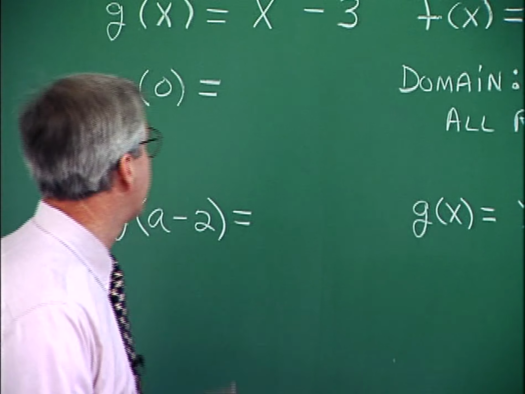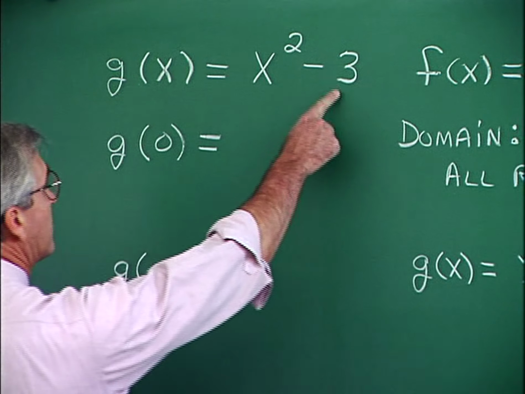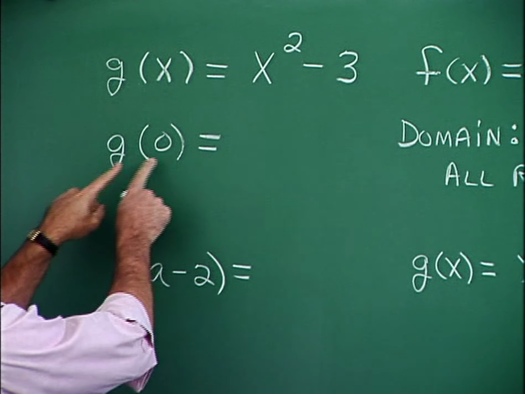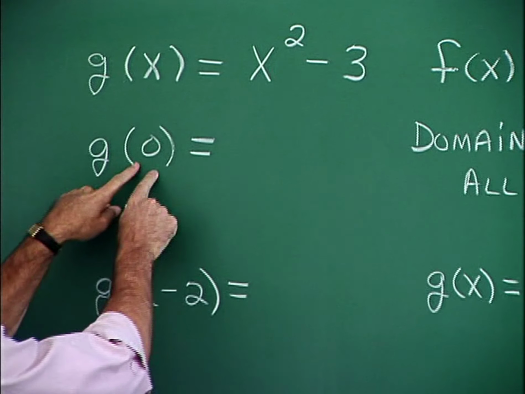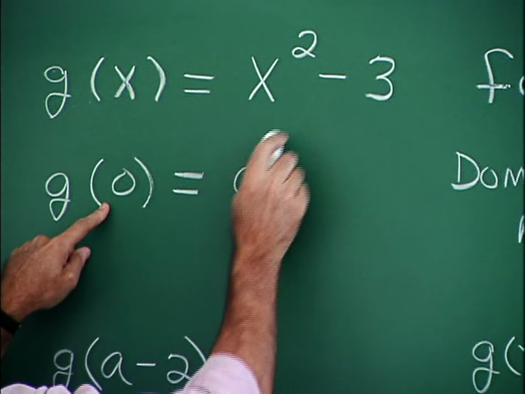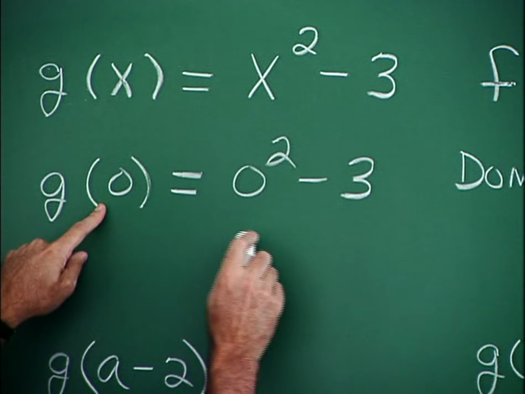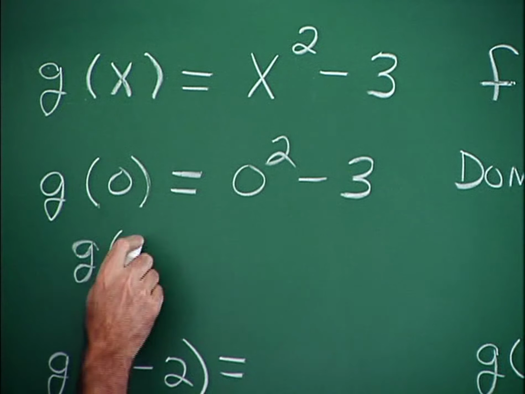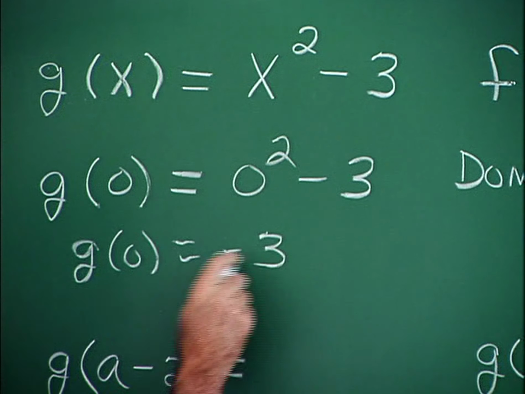Take a look at this g function. It says g of x is x squared minus 3. G of 0 means in the g function replace x with 0 and evaluate, so this would be 0 squared minus 3. And then g of 0 would be negative 3.